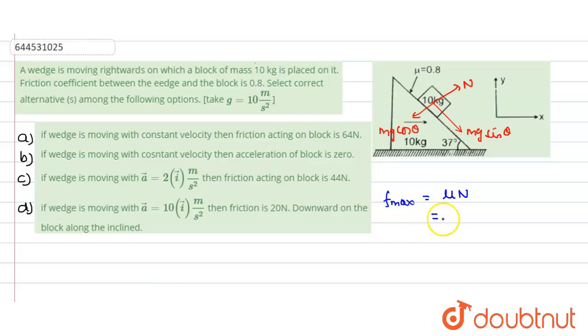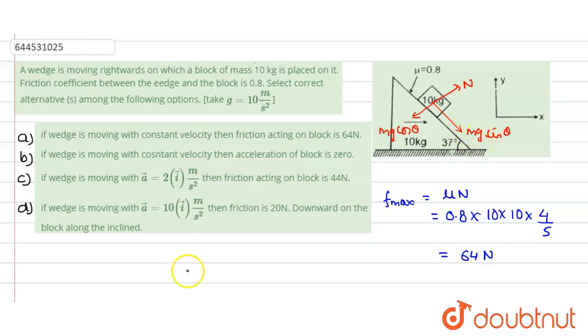The mu value is given as 0.8. Now what would be the normal reaction? From equilibrium perpendicular to the incline, N would be equal to mg cos theta. Here m is 10, g is 10, into cos 37. Because this angle is 37, this is our theta, cos 37 would be 4 divided by 5. So the maximum friction would be equal to 64 Newton.